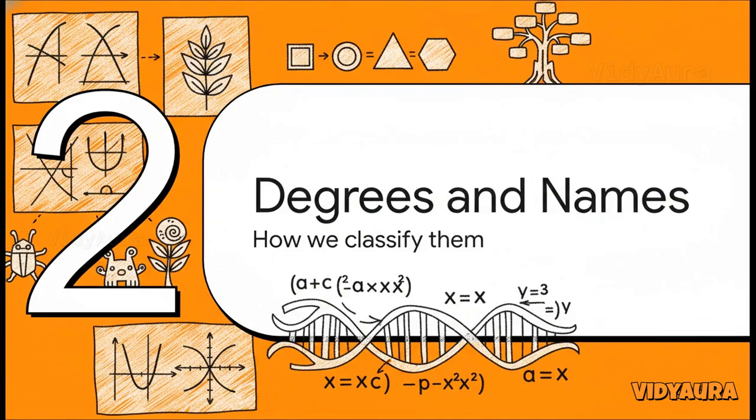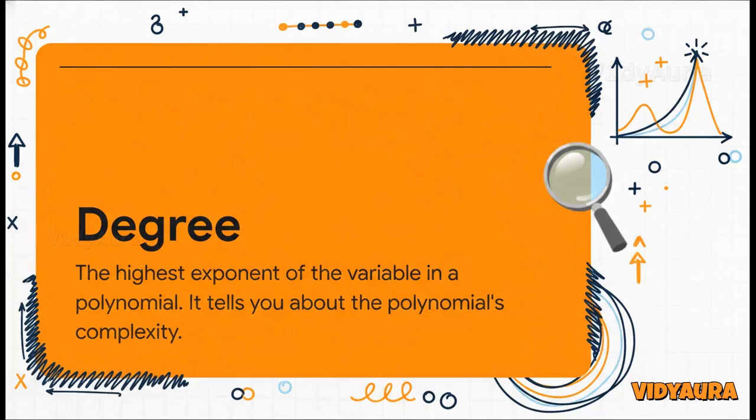So now that we're basically pros at spotting a polynomial, let's talk about how we sort them. You know, just like biologists classify different species, mathematicians have a system for classifying polynomials so we can understand them better. And the single most important way to classify a polynomial is by its degree. It's super simple. You just find the term with the biggest exponent on the variable. That number, that's the degree. And it tells you a ton about what the polynomial is going to look and act like.